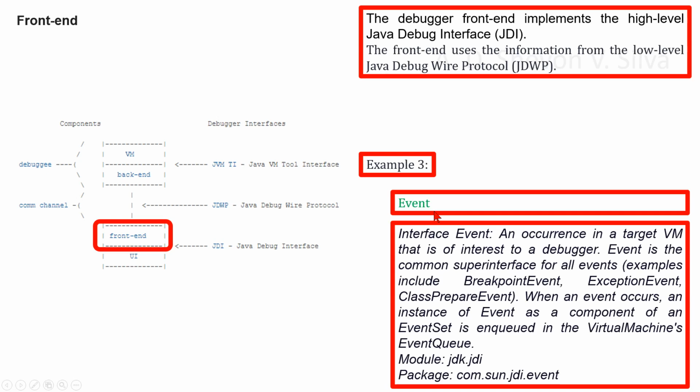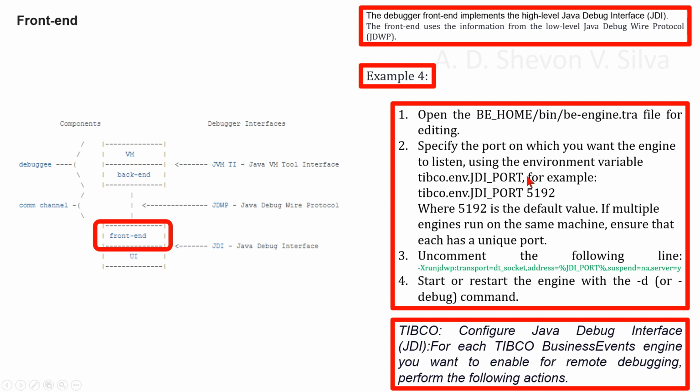This is in module jdk.jdi and this is in package com.sun.jdi.event. As an example 4, we can consider this in TIBCO: configure Java Debug Interface, JDI. For each TIBCO BusinessEvents engine you want to enable for remote debugging, perform the following actions.